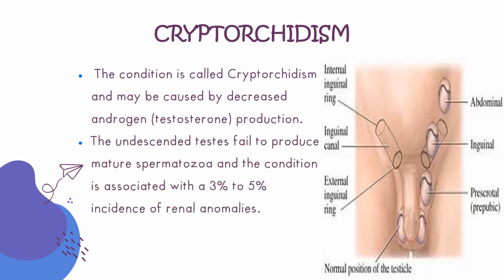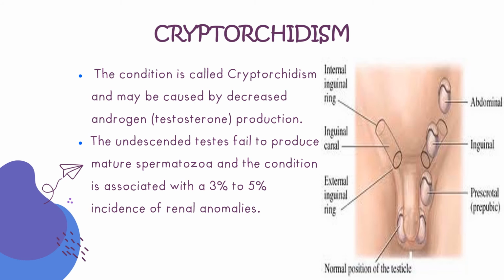So if the testis is undescended, lying in the lumbar region, or in the inguinal canal, or in the iliac fossa, or in the upper part of the scrotum, the temperature will not favor the process of spermatogenesis. So that will affect the production of mature spermatozoa. So infertility will occur if the testis doesn't descend as early as it can.